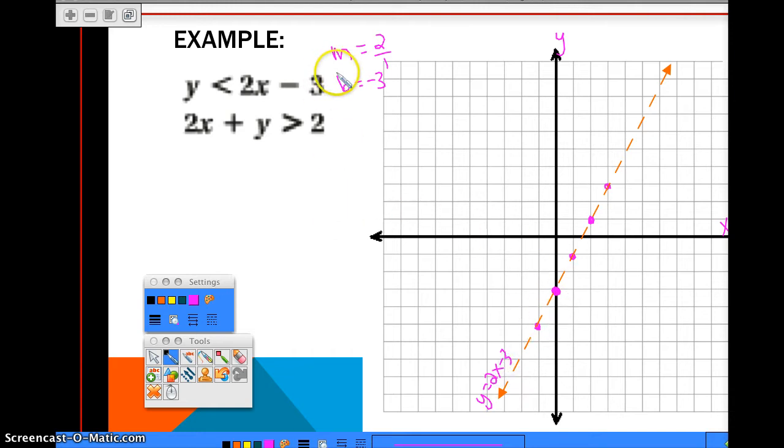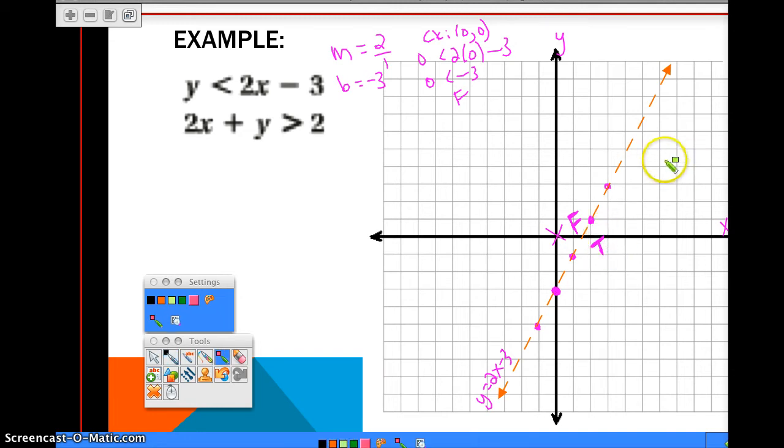The second part you have to do is the checkpoint. So I'm going to do the checkpoint up here, and we're going to check 0, 0. You're going to plug that in to see if 0, 0 comes out as true side or false side. 0 is less than 2 times 0 minus 3. Is 0 less than negative 3? That is false. So that means 0, 0 is false. So I'm going to put an F on the side where 0, 0 is, and I'm going to put a T, which has to be the true side, on the other side. Don't forget, you always shade the true side.